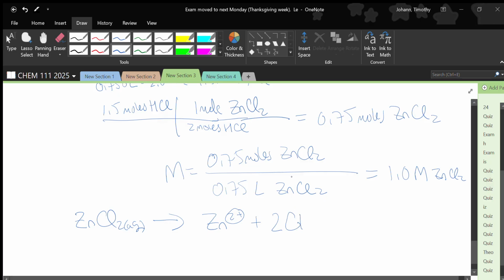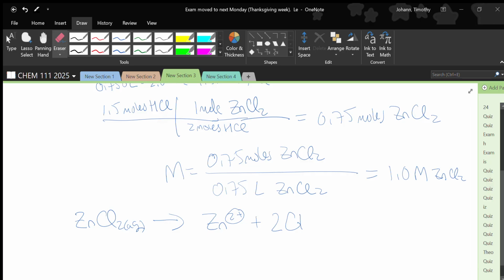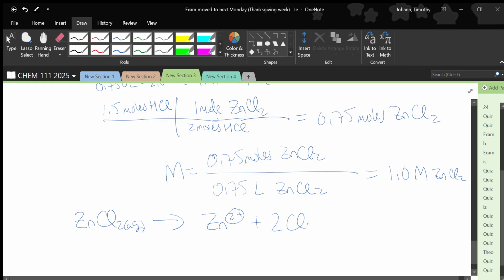2Cl. Okay, are you guys used to my Cl's yet? Yes, no, or are they still confusing? Not like that, but I can do that better. 2Cl minus. Okay, both of these being aqueous.